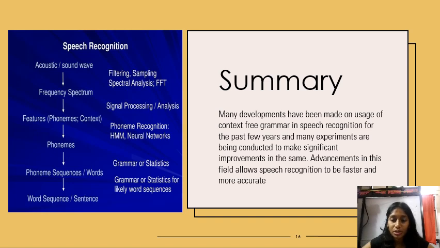The summary of this presentation would be that many developments have been made on usage of context-free grammar in speech recognition for the past few years, and many experiments are being conducted to make significant improvements in the same. Advancements in this field allow speech recognition to be faster and more accurate.